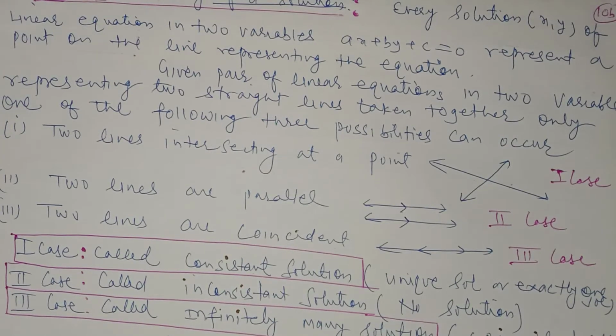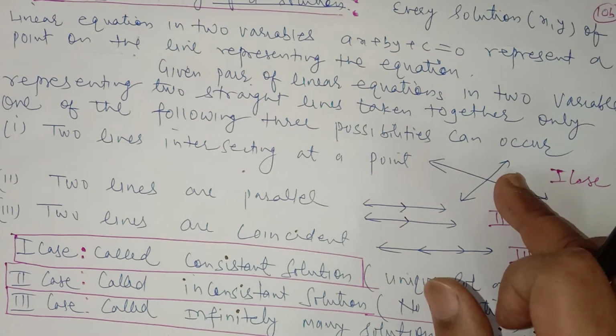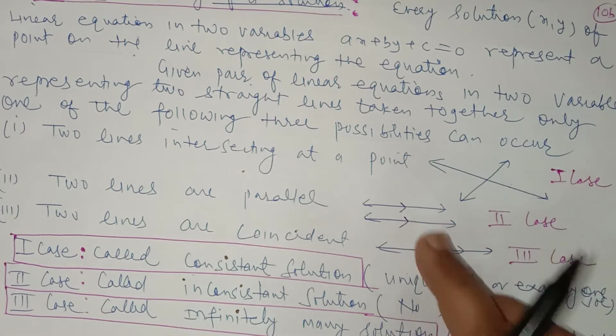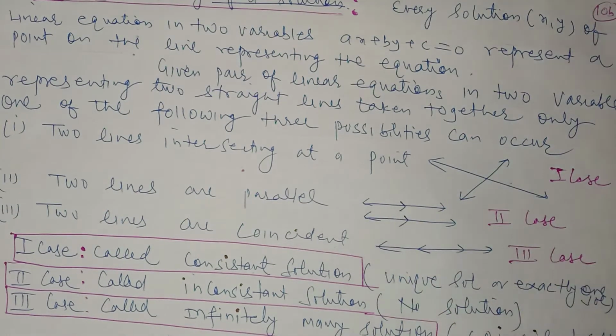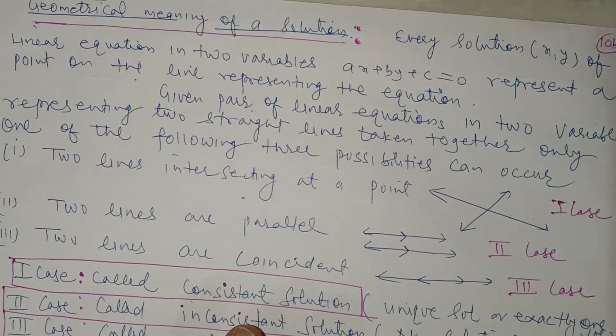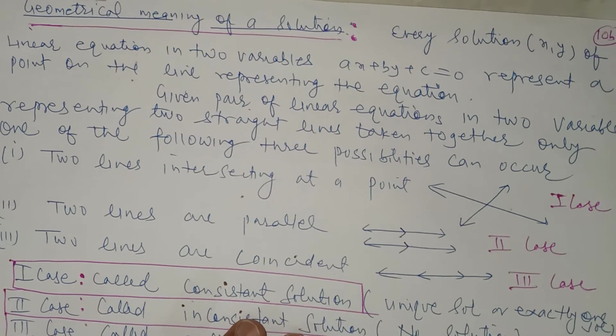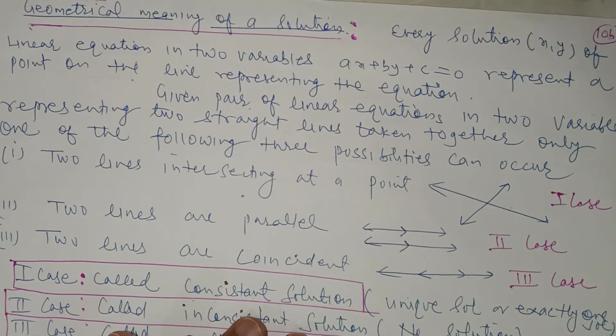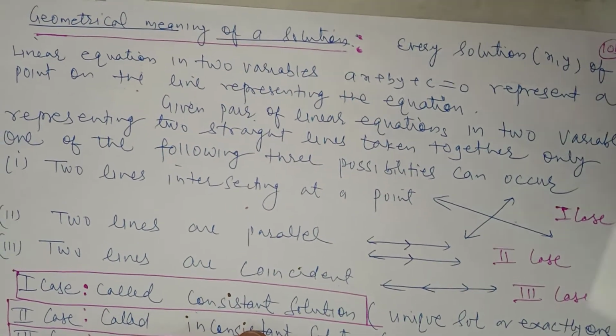It means that if we have a pair of linear equations in two variables, they always represent straight lines, and those two straight lines either intersect at a point, or they will be parallel, or they will be coincident. So this is the geometrical meaning of the solution of a pair of linear equations in two variables, or simultaneous equations.